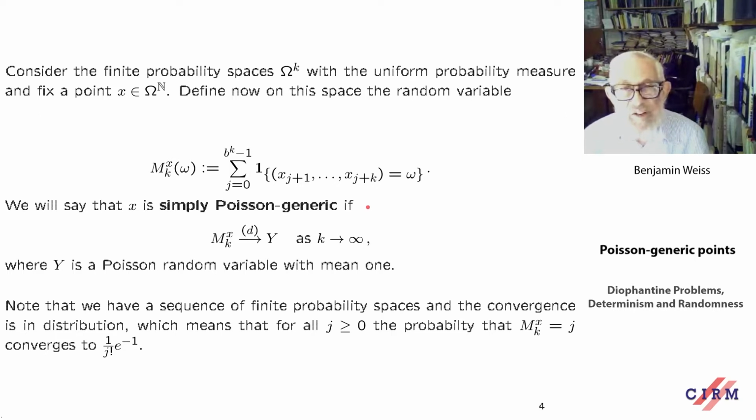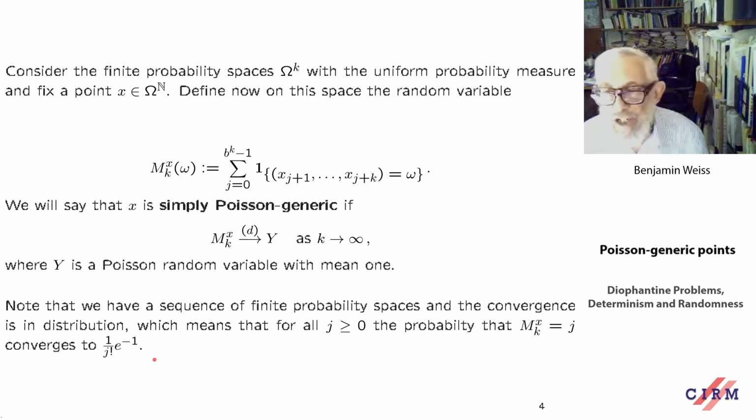And we say that a point is simply Poisson-generic if in distribution these random variables converge to the standard Poisson random variable with mean 1. What this means is that we have a sequence of finite probability spaces. These are the omega k with their measures, and we've defined on them random variables depending on x. This is the m super x sub k. Convergence in distribution simply means that for all integers, the probability that m k super x is equal to j converges to 1 over j factorial e to the minus 1.